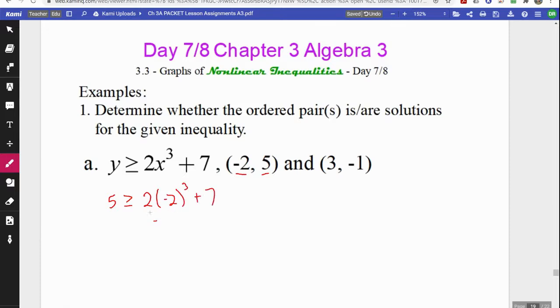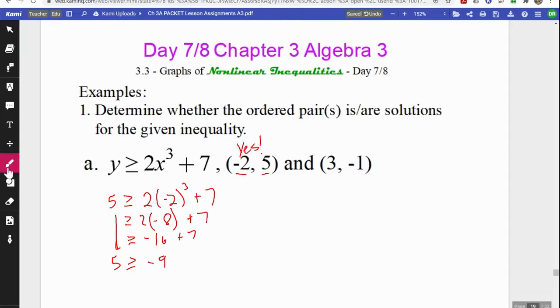And we can simplify this side. -2 to the third power is -8. And we have a times 2. This is -16 plus 7, which is -9. So we have 5 is greater than or equal to -9. And just ask yourself, is that true? Is 5 greater than or equal to -9? Yes, it's true. So this one's good.